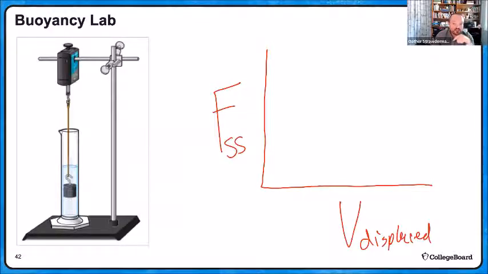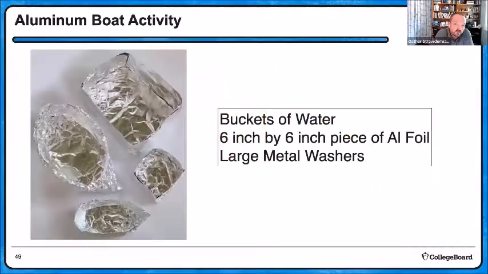I teach fluids as my first unit in physics too. And this is what I do with my students the very first day of class, is I cut up a 6-inch by 6-inch piece of aluminum foil and give it to every student. And I have them make a boat. And the task is to fold that piece of aluminum foil into a boat that will hold as many metal washers as possible.